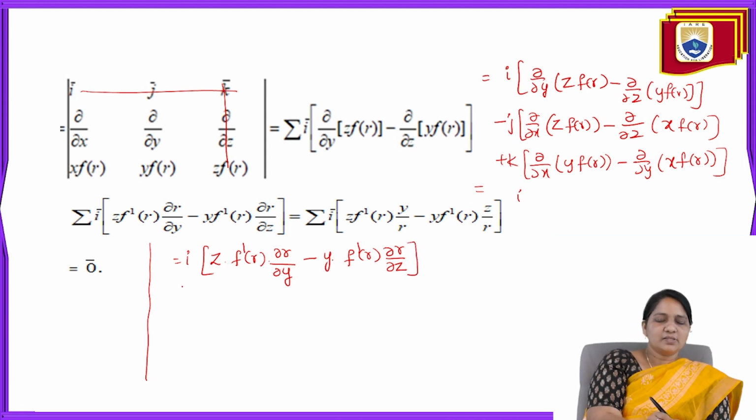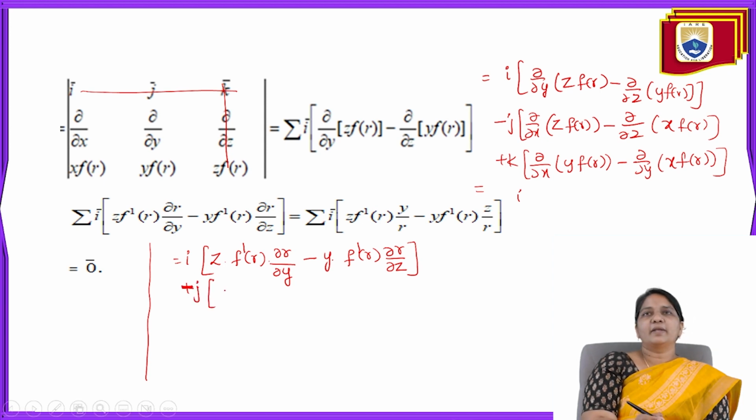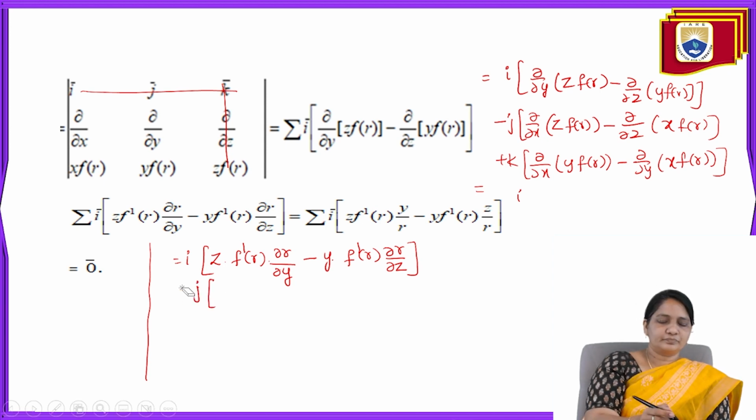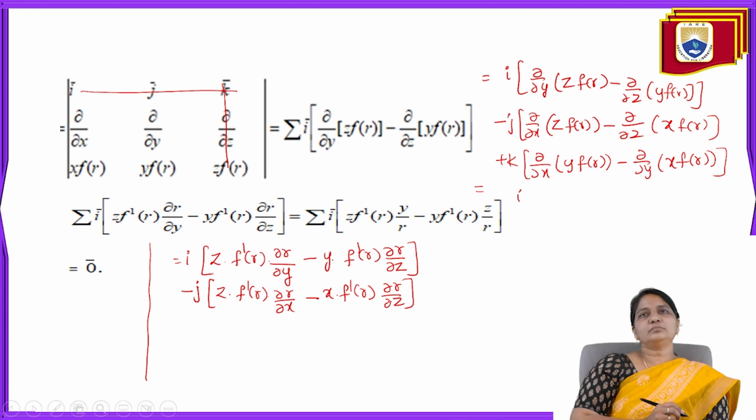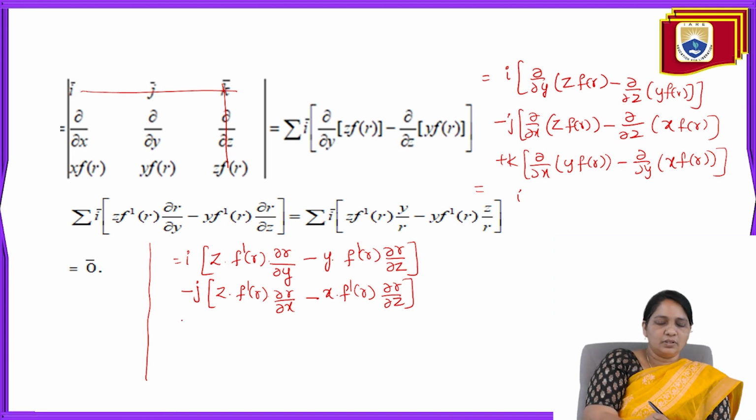Next, the second term is minus. For the j, minus will be there. Minus j. So here ∂/∂x of z f(r). So z is the constant. f is f'(r). ∂r/∂x minus, with respect to z we are differentiating, here x is the constant. Again f(r) is f'(r). ∂r/∂z. This is the second one.